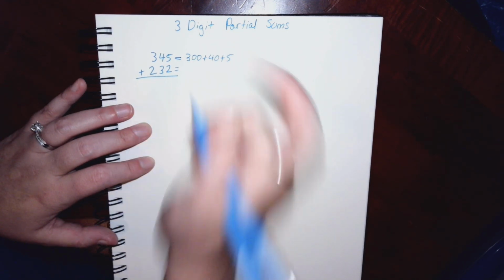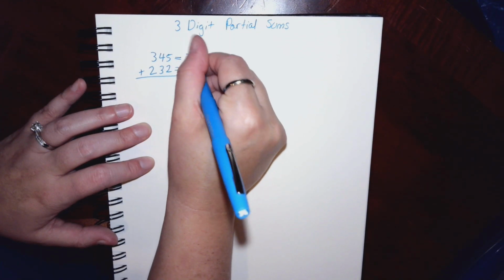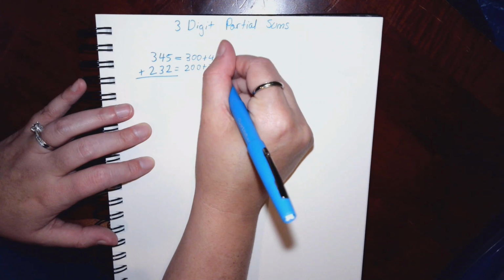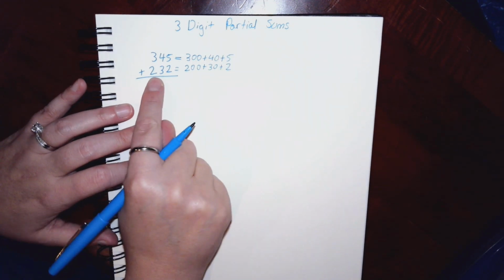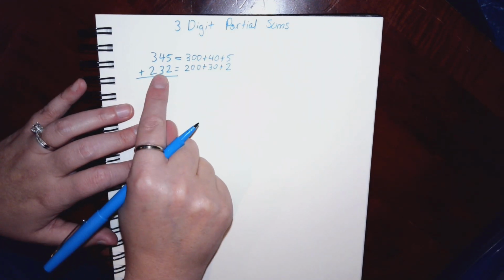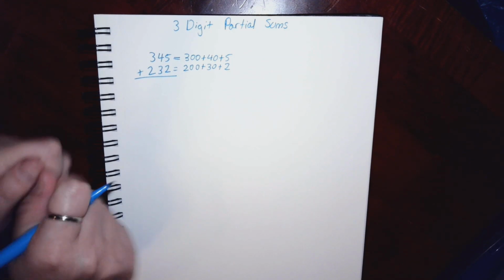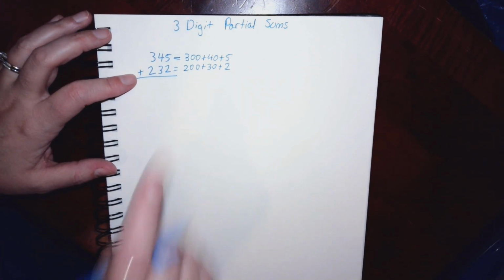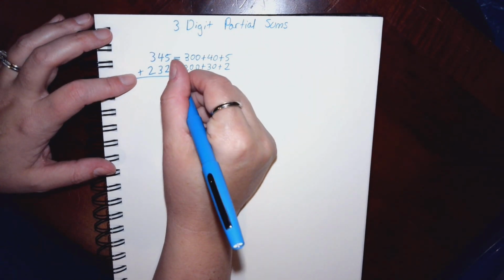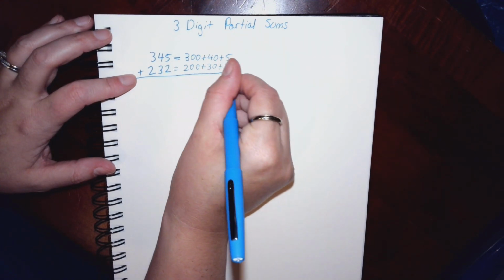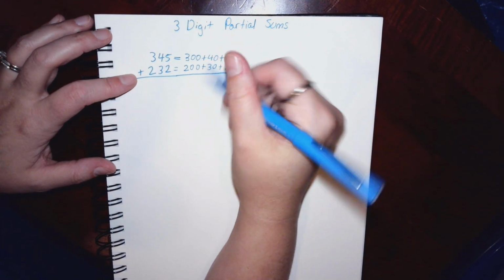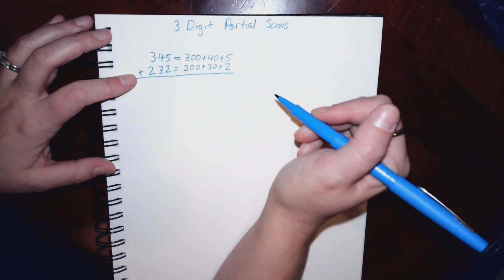So the value of this 2 is 200 plus 30 plus 2. So if you're not sure how to do expanded form, remember, it's the value of each digit added together. So yes, it is important that you keep those plus signs in there. Okay? So what we're going to do is we're going to add the values of each place.